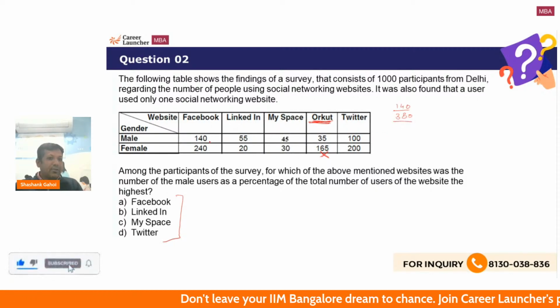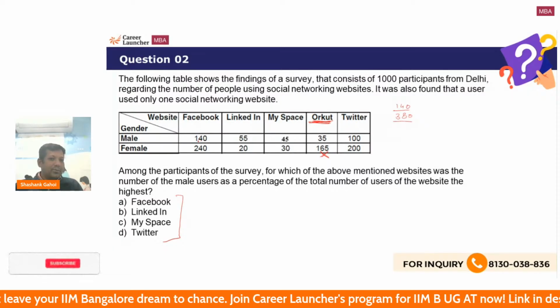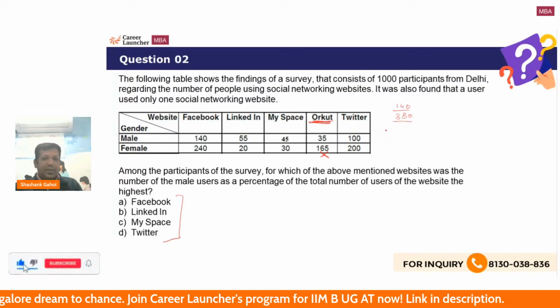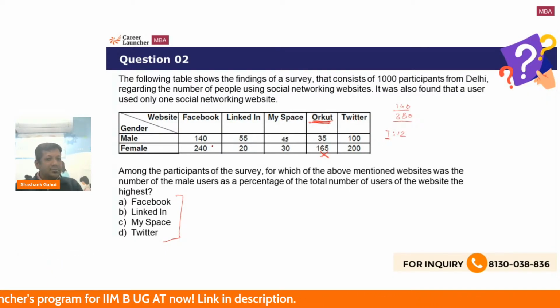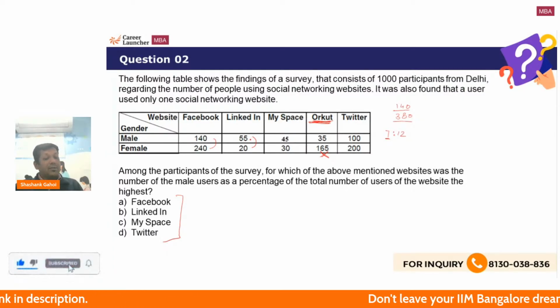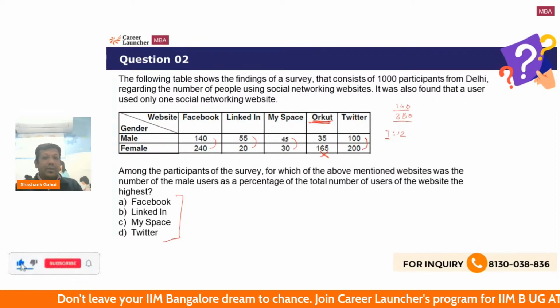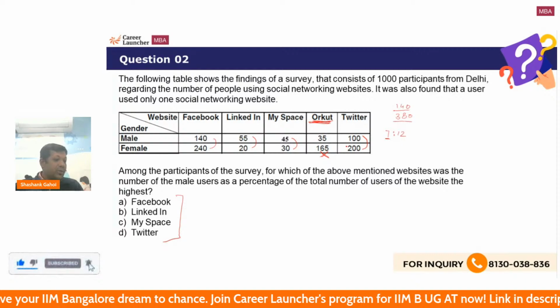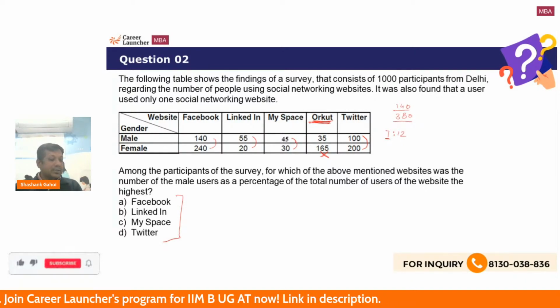So in such kinds of questions, just calculate the ratio of males to females. In the first one, it is going to be 7:12. So males are close to 50% of the females. Here males are approximately 3 times of females. Here males are 1.5 times of females. Here males are 50% of females. So basically, where can I get the highest percentage of male users?